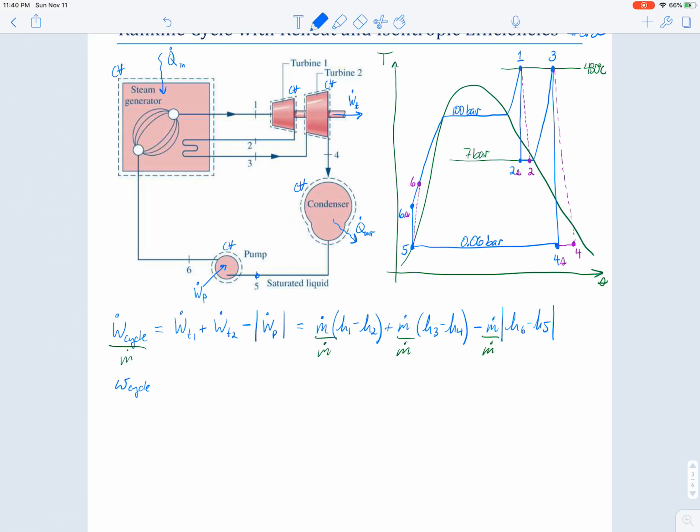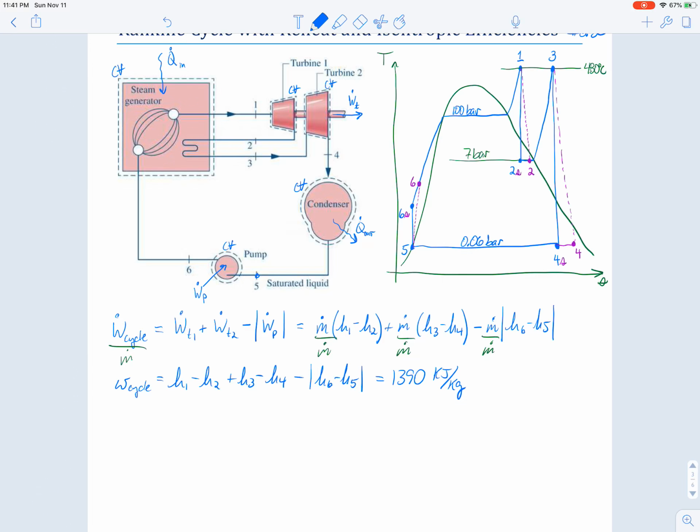And I have the specific work of the cycle is equal to H1 minus H2 plus H3 minus H4 minus H6 minus H5. And plugging in the numbers, I get 1,390 kilojoules per kilogram. Okay, so that's the specific work I can get out of my power plant.